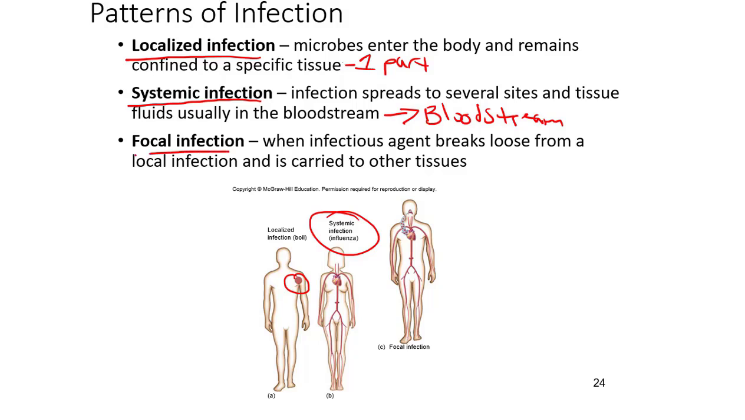A systemic infection is definitely very dangerous, especially if it gets in the bloodstream. Lastly, a focal infection is one that starts at one site and then spreads to another. A classic example is somebody who has an oral infection in the mouth, so it starts there, and perhaps they brush their teeth too hard and the infection enters the bloodstream, and that could go straight to the heart and cause an infection in the heart. That would be a focal infection.